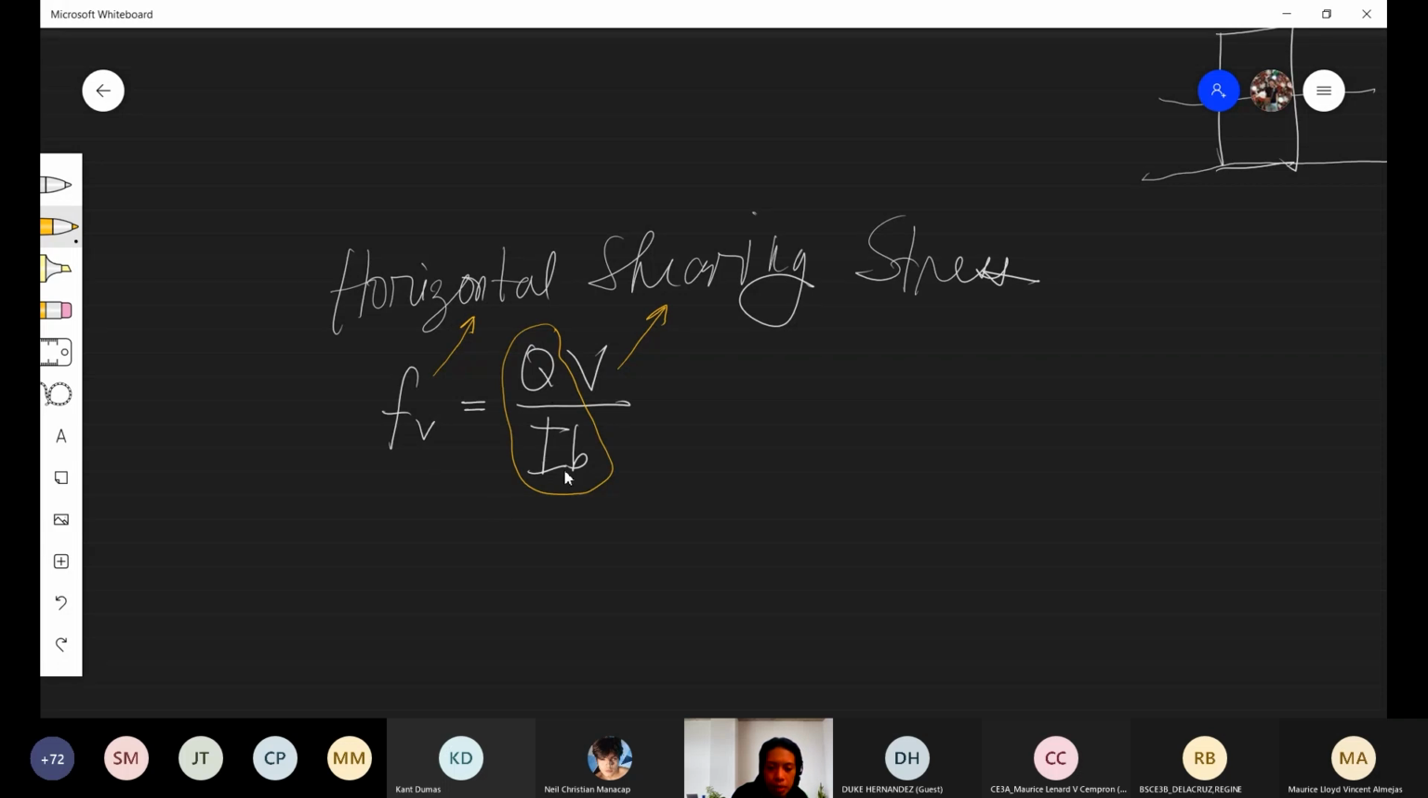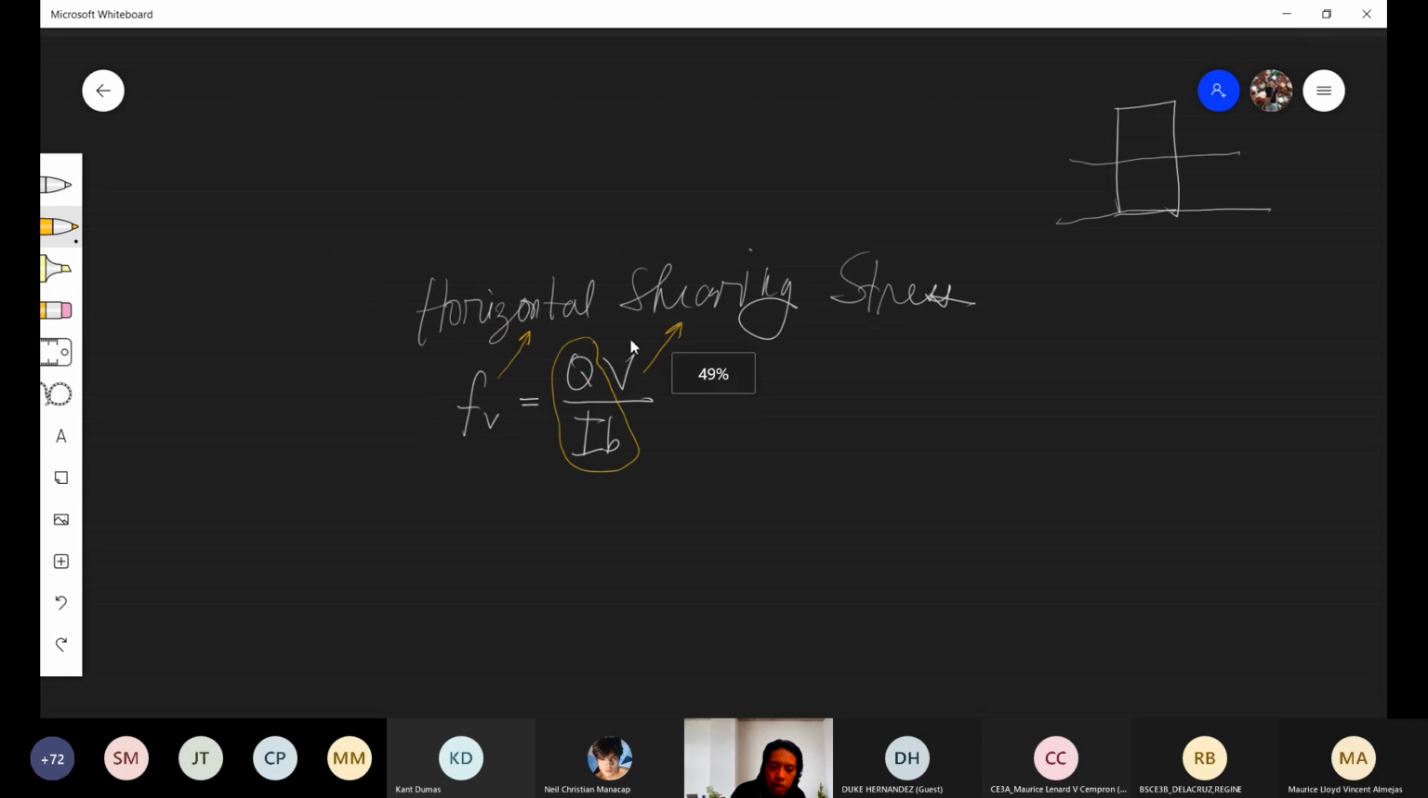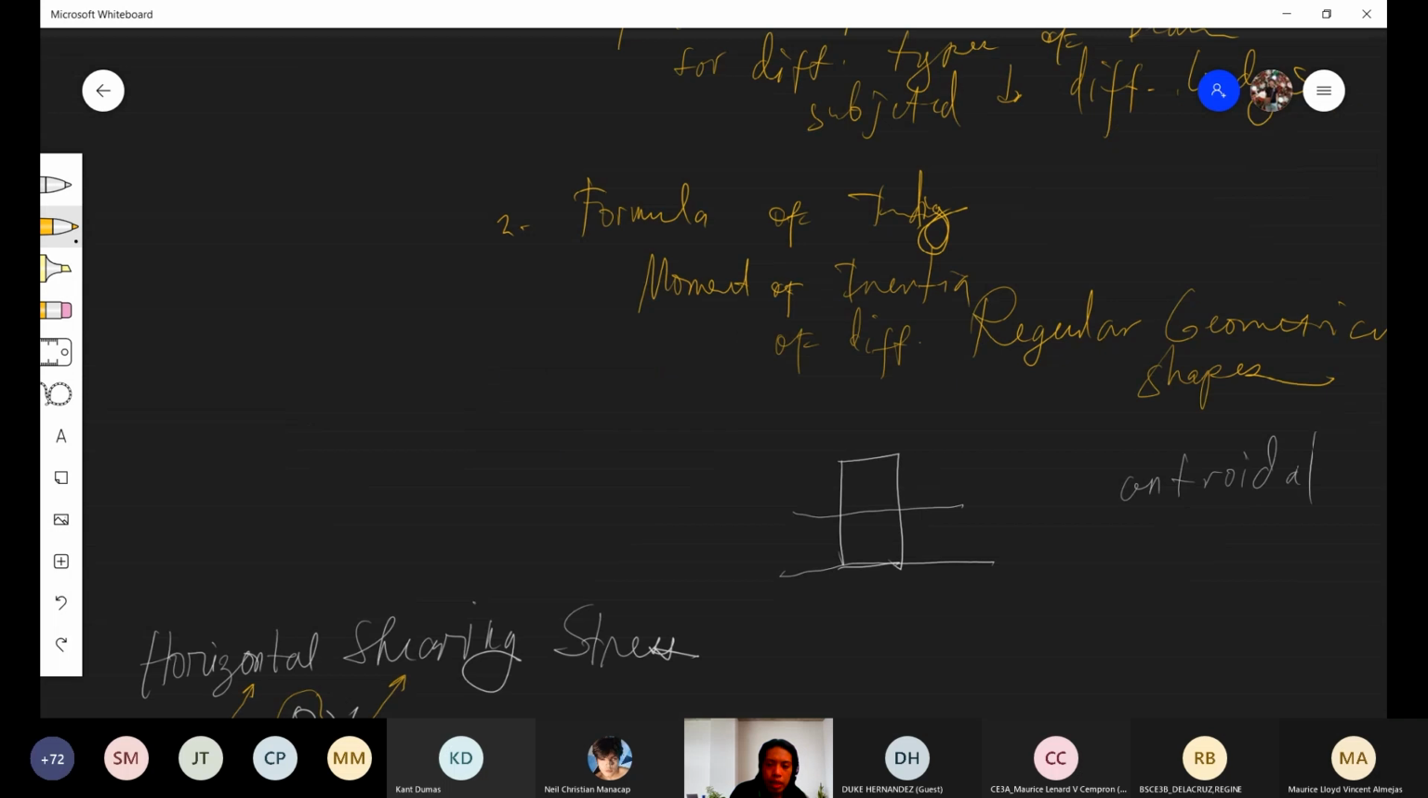Now, if Q, I, and B are constant, as you can see, the horizontal shearing stress is directly proportional to the shearing force, to the shear force. So they are directly proportional, the horizontal shearing stress FV and V. Since they are directly proportional, if V goes up, the value of FV will also increase. It will also increase.